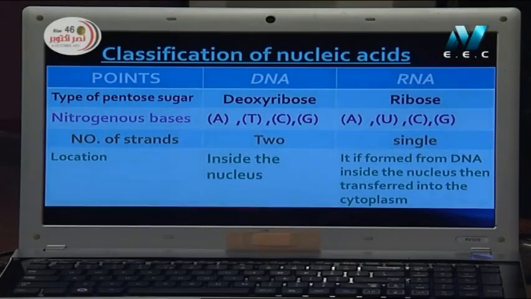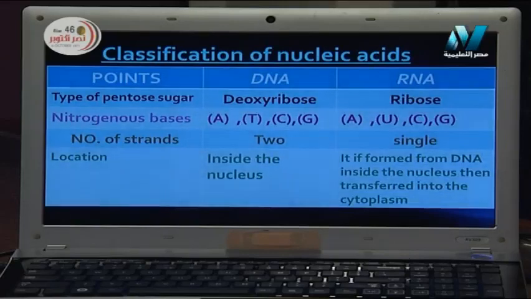Type of pentose sugar. الاثنين عندهم pentose sugar. ايه الفرق؟ قال ال DNA is pentose sugar called deoxyribose. Deoxyribose معناها ان ال amount of oxygen هنا decreased than ribose. يبقى مين عنده اكتر oxygen؟ الريبوز عن ال deoxyribose. يبقى الشوجر اللي found in RNA ribose sugar. انما الشوجر اللي found in DNA deoxyribose sugar.